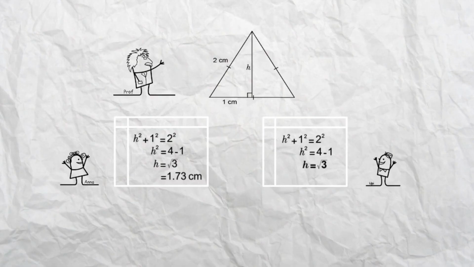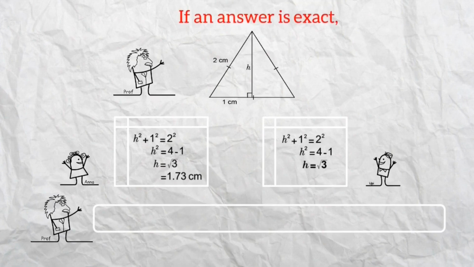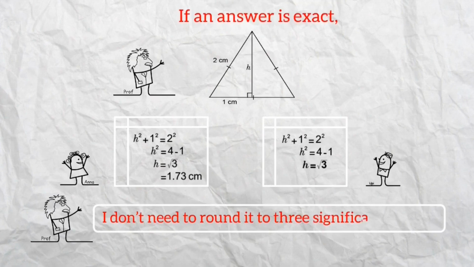Oh, so I didn't have to round. Exactly. Only round when the question asks. Exact answers don't need rounding. Lesson learned? If an answer is exact, I don't need to round it to 3 significant figures.